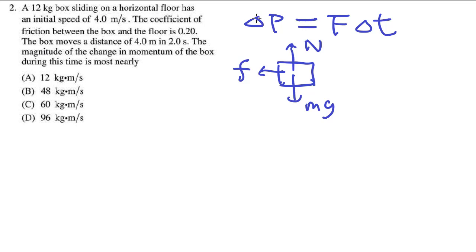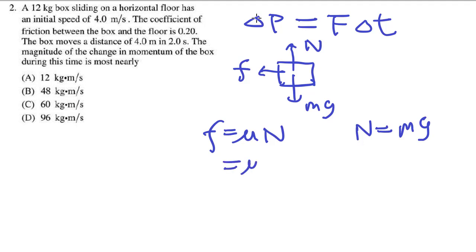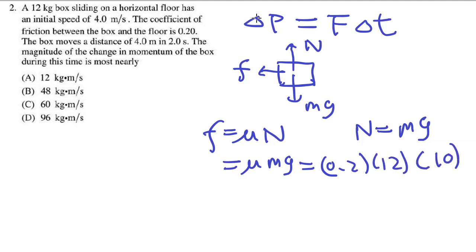Well, let's try to figure out friction. Friction is F equals coefficient of friction mu times N. What is normal force? In the y direction, normal force has to balance out the gravity, so normal force equals mg. So that's why we know the friction has to be mu times mg. Let's plug in the numbers. Mu is 0.2, m is 12, g we can use 10 meters per second squared. That gives us 24 newtons.